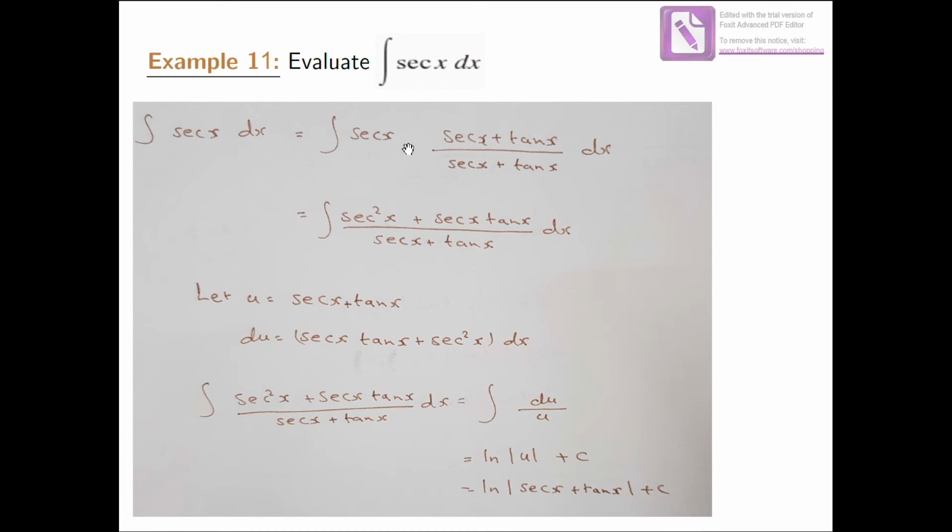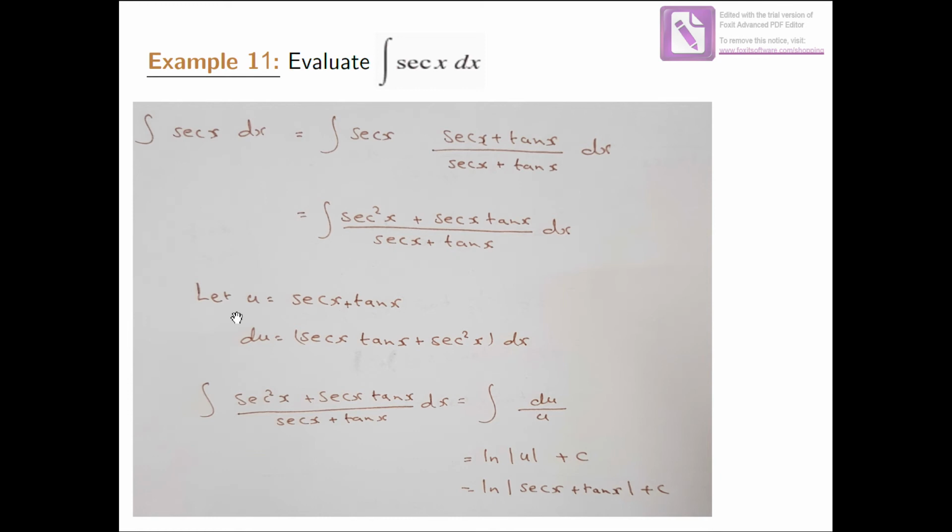So we multiply this function by 1, by multiplying by sec x plus tan x, divided by sec x plus tan x. So now if we multiply sec by sec x plus tan x, this will give us sec square plus sec tan. Then this is over sec x plus tan x. Now we need to use the u substitution to find the integral of this function.